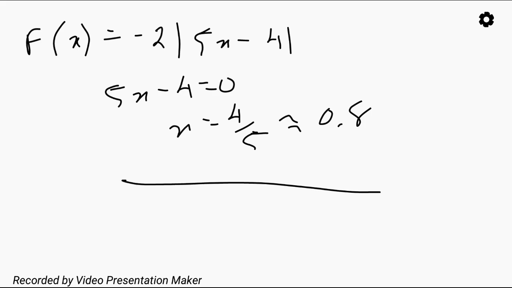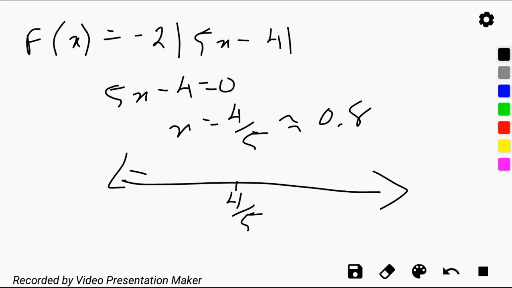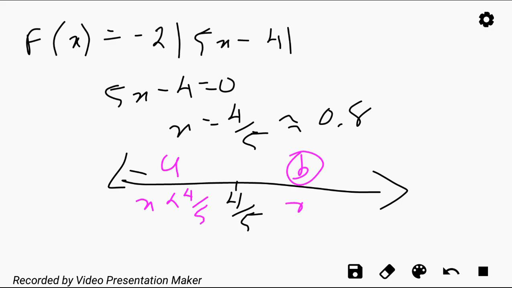If you were to reflect this on the number line, this is 4 over 5, and you'd have two regions. Region A, where x is less than 4 over 5, and region B, where x is greater than 4 over 5. So these are the two regions that this breakpoint separates your number line into. We're going to work with these two regions to redefine our function.